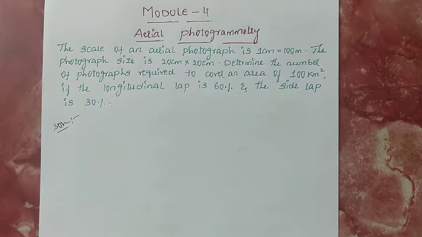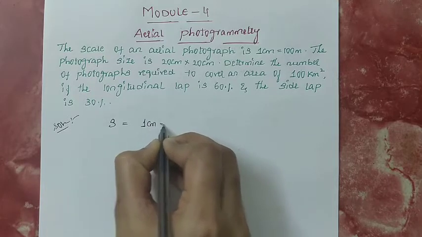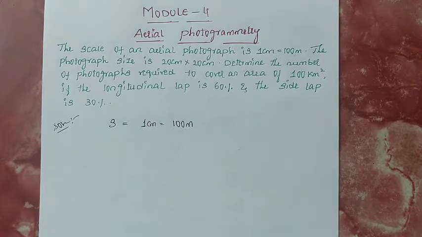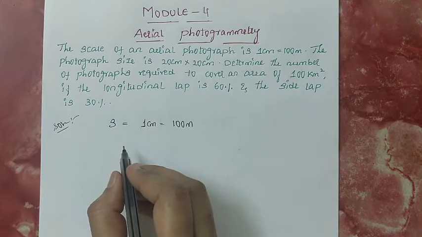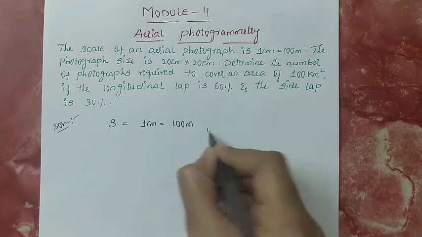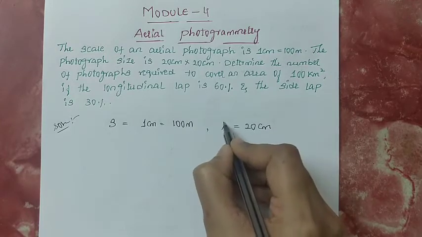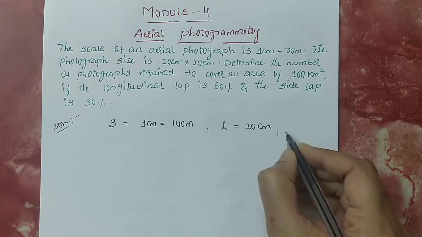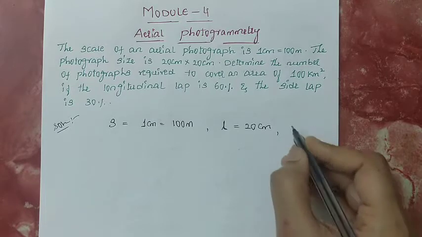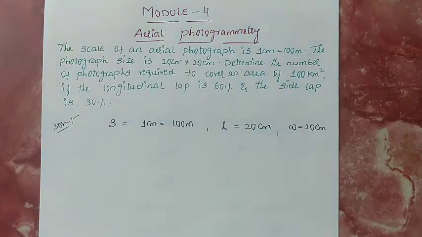Write down the given data. The scale they have given, that is 1 centimeter equals 100 meter, and the photograph size is 20 centimeter by 20 centimeter. From that, they have given the length of the photograph in the direction of the flight, denoted by L. Similarly, the width of the photograph perpendicular to the direction of the flight is W, that is 20 centimeter. That is the width of the photograph normal to the direction of the flight.